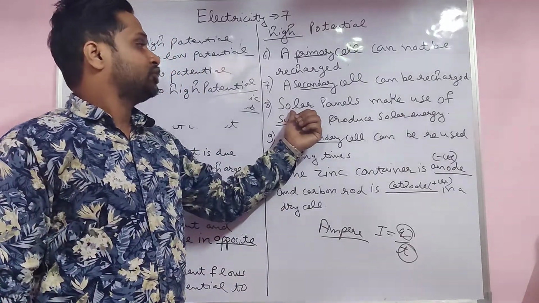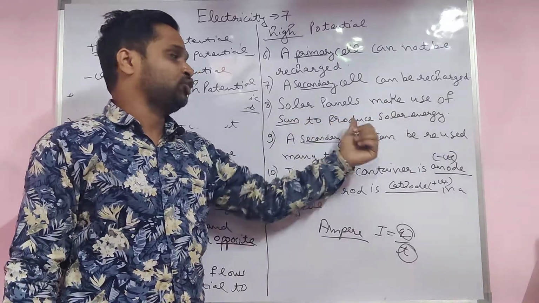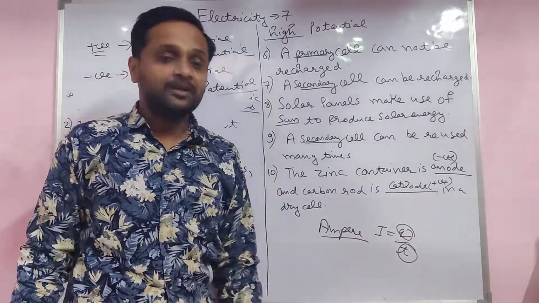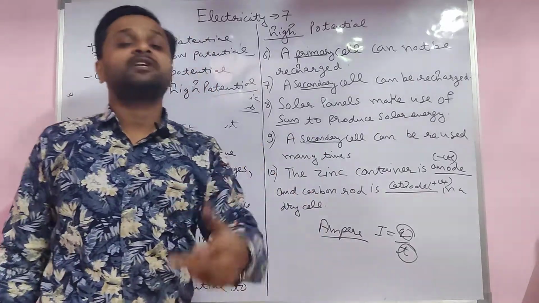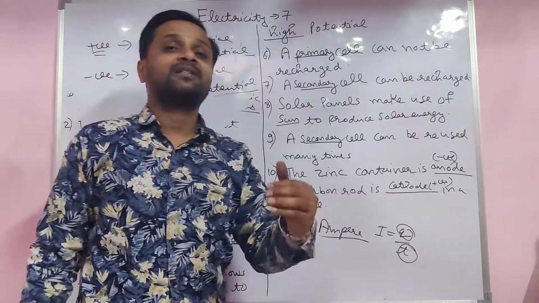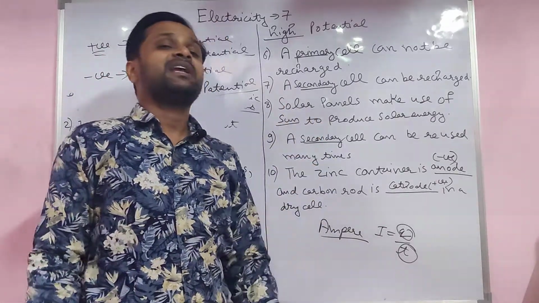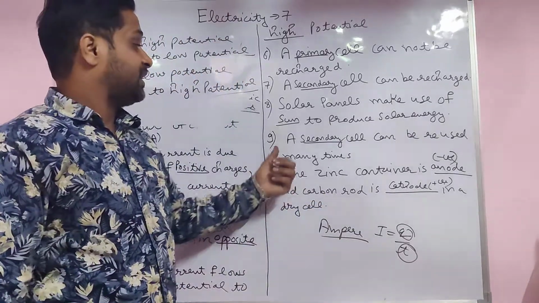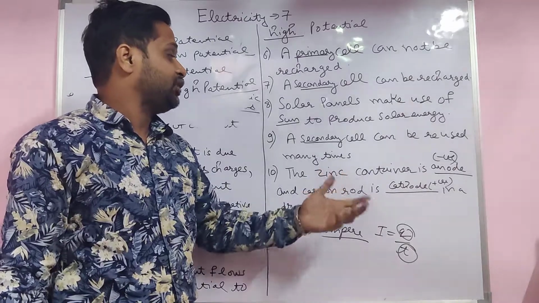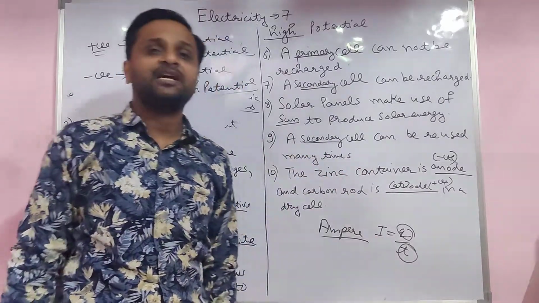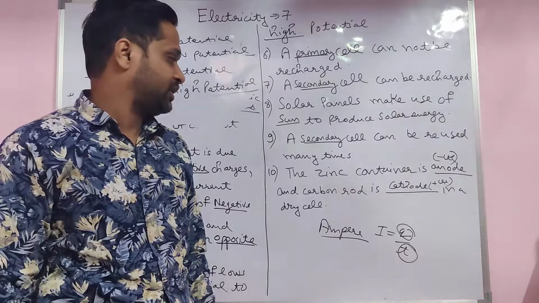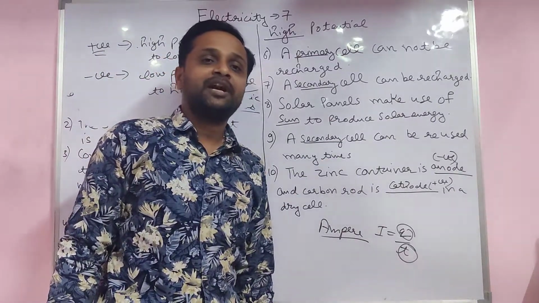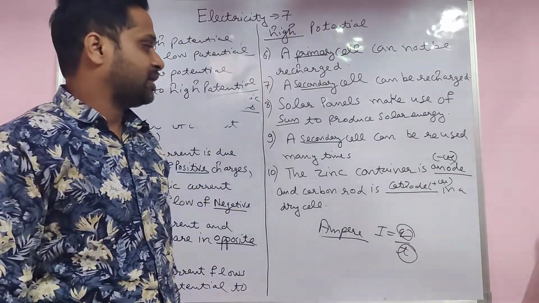A solar panel makes use of dash to produce solar energy. That is the sun only. The main role of the solar panel is to convert light energy into electrical energy. In a solar panel, voltaic cells are there. That cell can be reused many times, so that is a secondary cell, rechargeable. The battery used in mobiles, electric scooters, and inverter batteries are also of this kind.